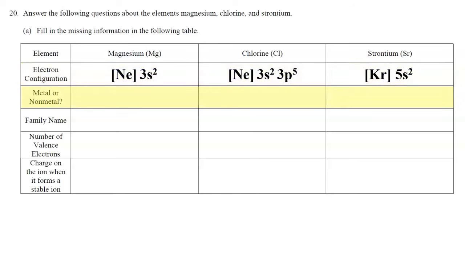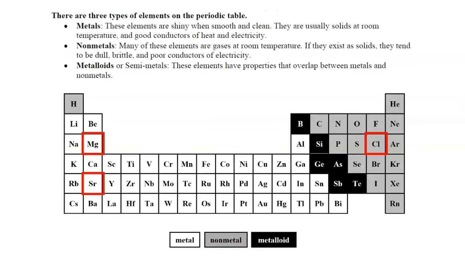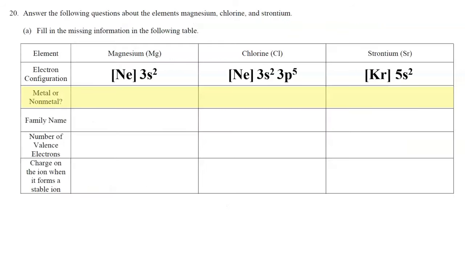Our next question to answer in this table is metal or nonmetal. In your packet entitled Periodic Table, you learned that there are 3 types of elements: metals, nonmetals, and metalloids. And we can see where magnesium and strontium and chlorine are located. Magnesium and strontium are classified as metals. Chlorine is classified as a nonmetal. So magnesium is a metal, chlorine is a nonmetal, strontium is a metal.